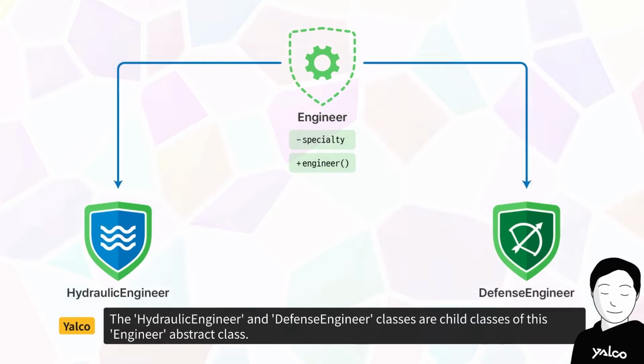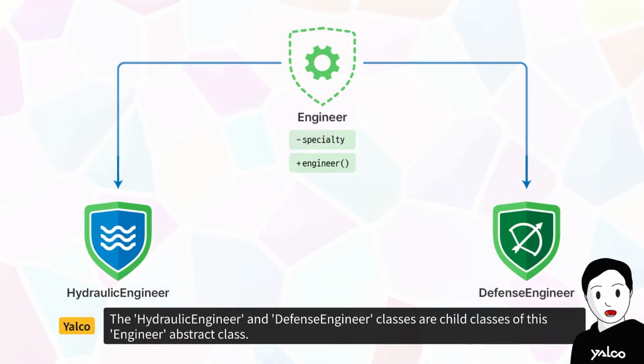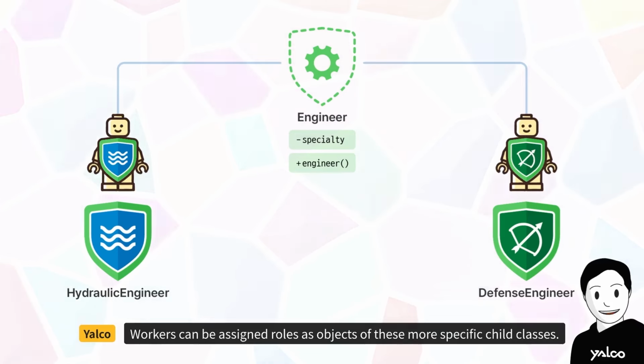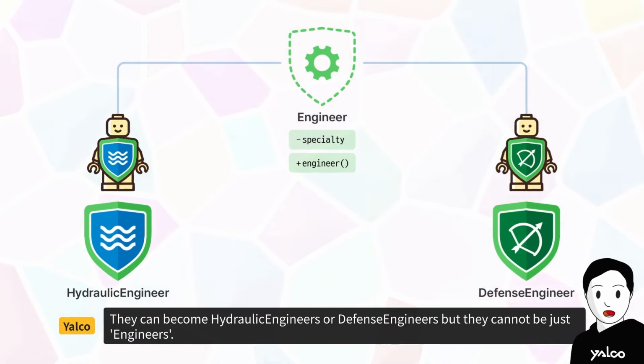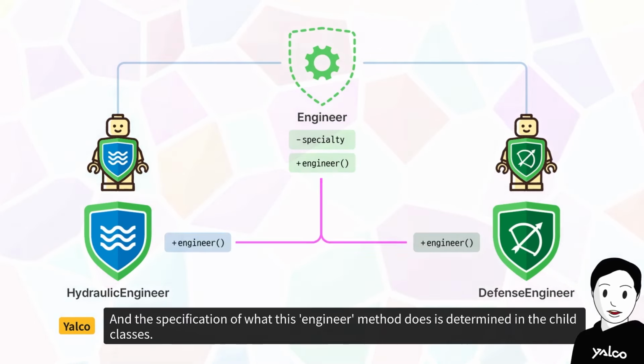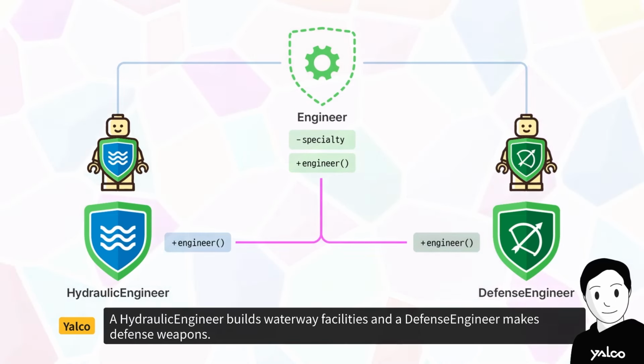Hydraulic engineer and defense engineer classes are child classes of this engineer abstract class. Workers can be assigned roles as objects of these more specific child classes. They can become hydraulic engineers or defense engineers, but they cannot be just engineers. And the specification of what this engineer method does is determined in the child classes. A hydraulic engineer builds waterway facilities, and a defense engineer makes defense weapons.